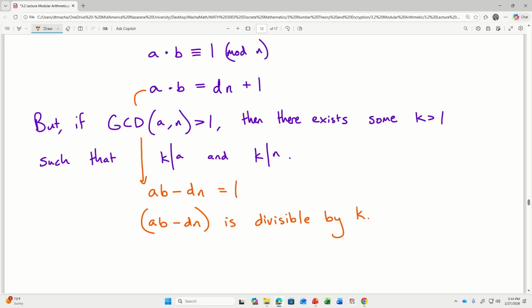But right, there's factors in here. There's a k in both of these terms, and if I subtract them, it still doesn't get rid of the idea that this is divisible by k. So that means on the right side of the equation, 1 would have to be divisible by k, because this is no longer just congruence, but an equal sign. And so 1 is obviously not divisible by k. So we found a contradiction.